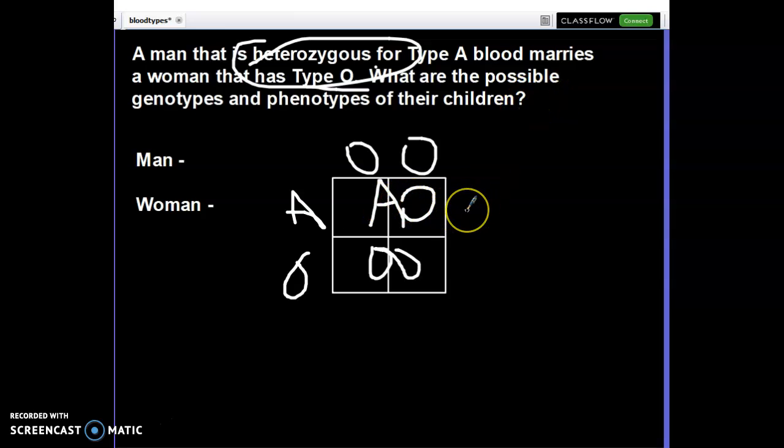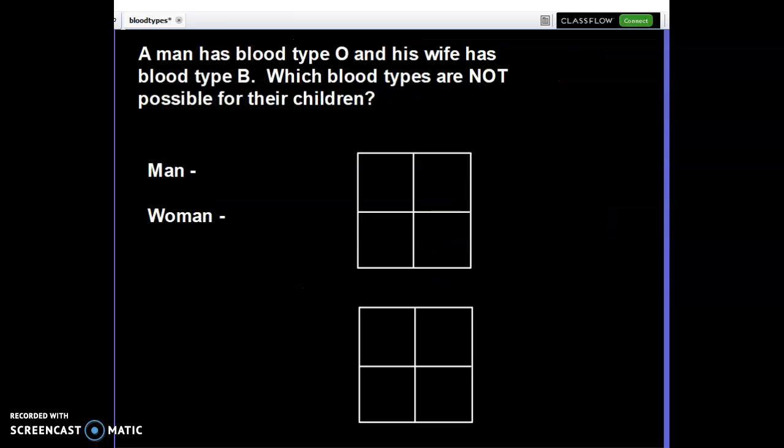50% of their kids will have type A blood. 50% of their kids will have type O blood. So theoretically, if they had two children, one would have A, one would have O. Now remember, that's just a probability. They could have all the kids having O or all having A. It's just in terms of probability every time the sperm and egg unite. Okay, so let's do this one to show you how it can vary.